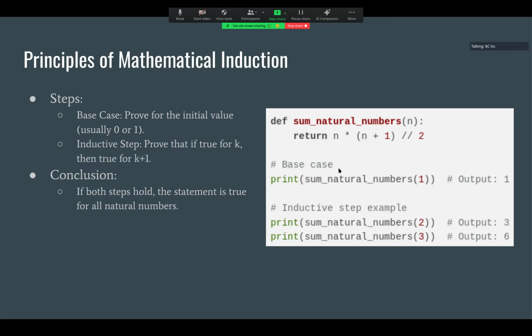And we can look at the function and test it with different values to see the base case and the inductive step. So for the base case, n is 1, and we can see that the function correctly returns 1. For the inductive step, we can check that the function works for n as 2 and n as 3.